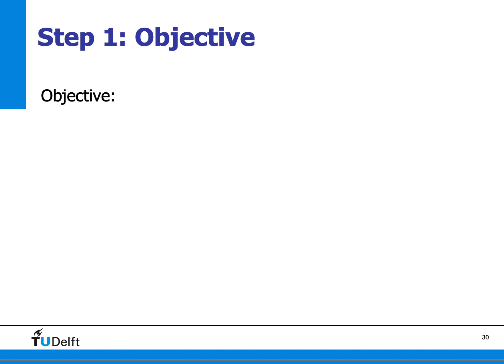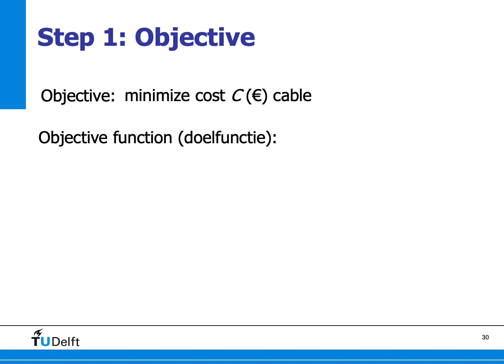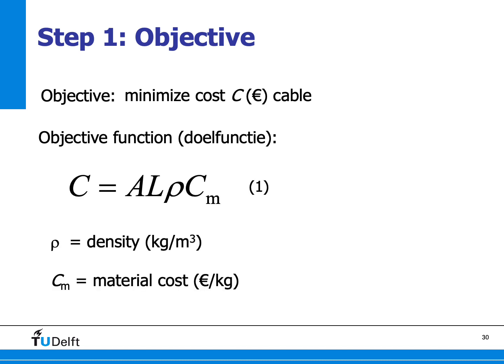So we will go through the steps that we just discussed, and the first step was the objective function. So what is the objective? The objective is to minimize the cost, and we call that C in euros, of the cable. And we have to derive or make an objective function, or in Dutch a doelfunctie, and we can write the objective function in this way.